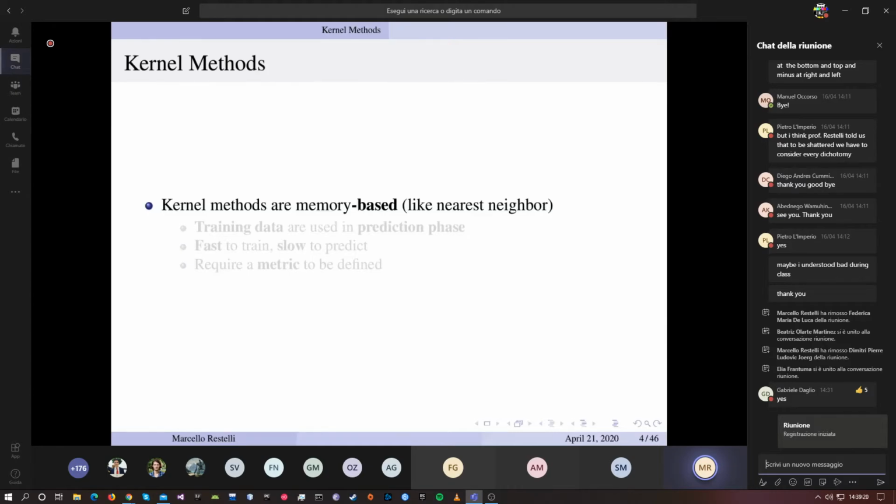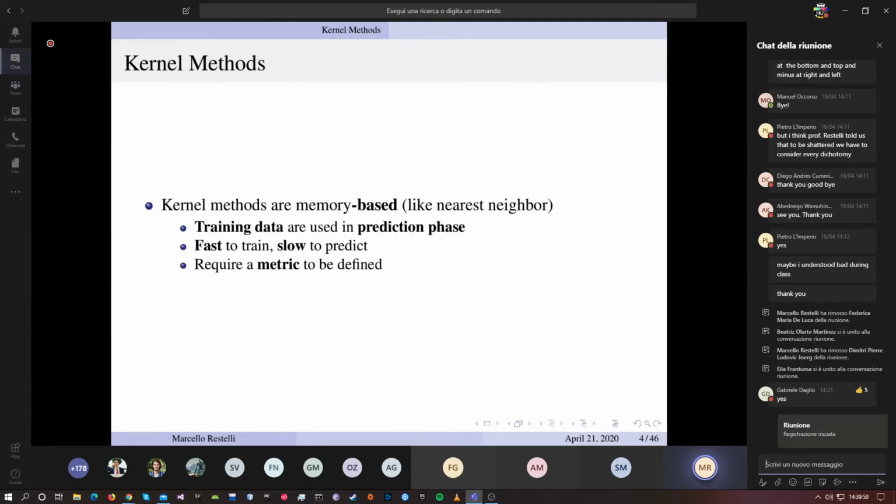Okay, so summarizing, we have said that in a memory-based approach, in the prediction phase, we still use the training data. This is different from the parametric case. So as we have said, if you use this kind of approach, they are usually very fast to train, but they are slow in the prediction. And as we will see, we need to define a metric. That was not necessary for the parametric case.